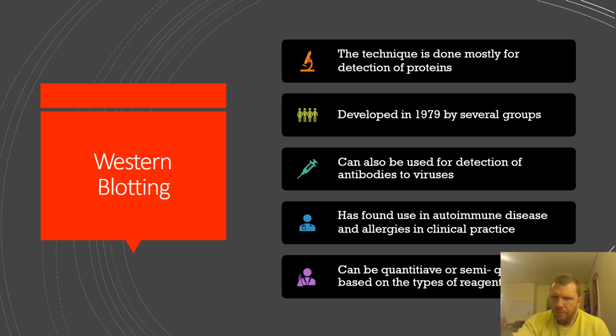Okay, so it's mostly used for detection of proteins, was developed in the late 70s, and can be used for detection of antibodies to viruses. It's used to find autoimmune disease and allergies in clinical practice, and can be quantitative or semi-quantitative based on the types of reagents that are used.